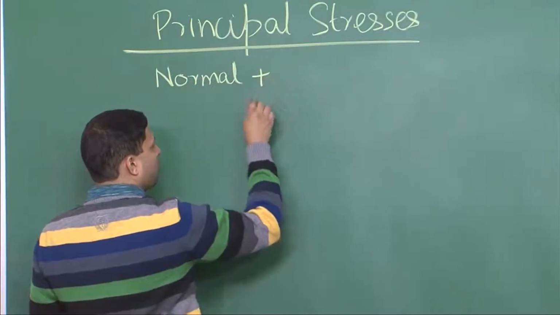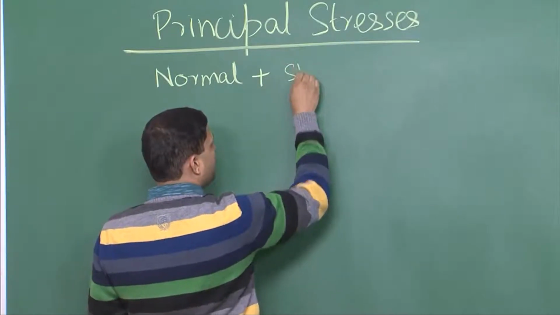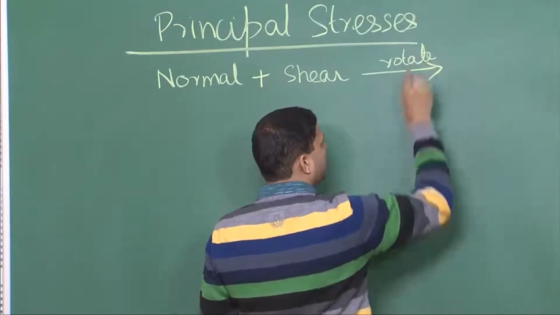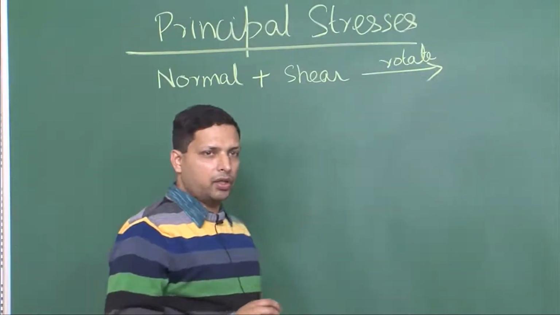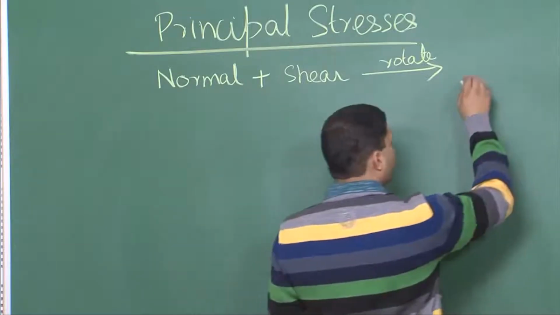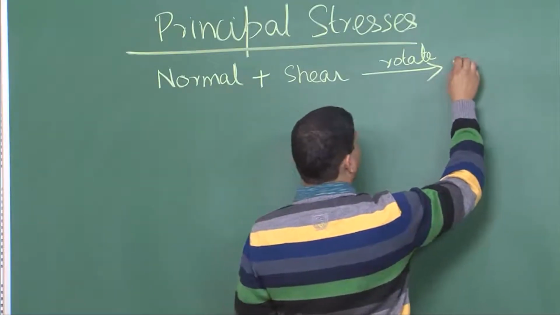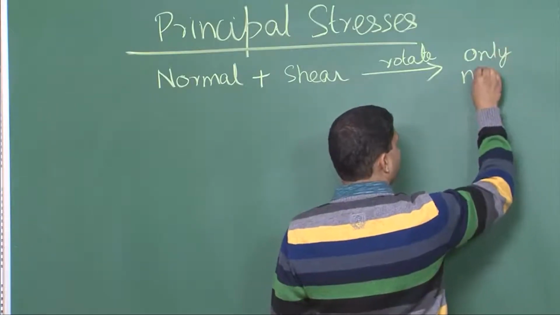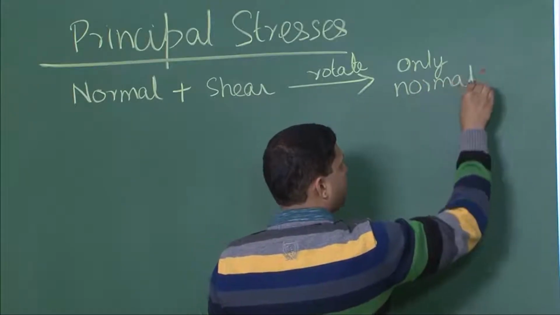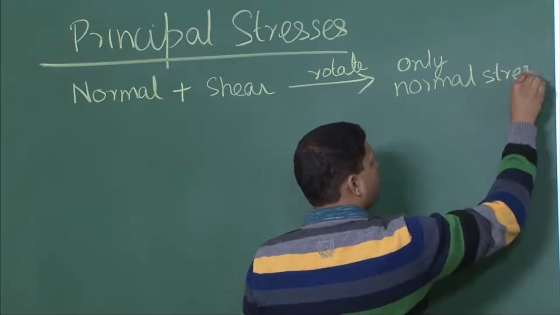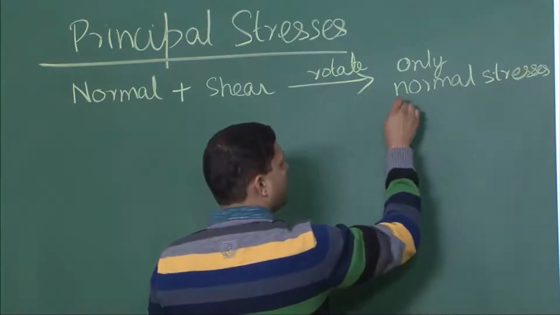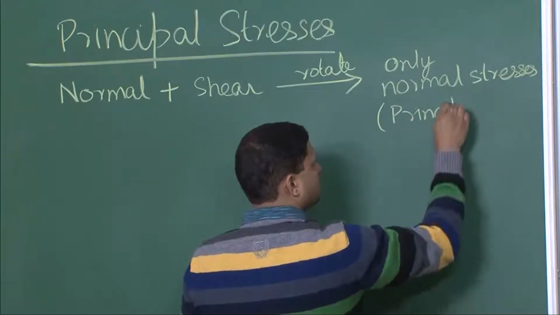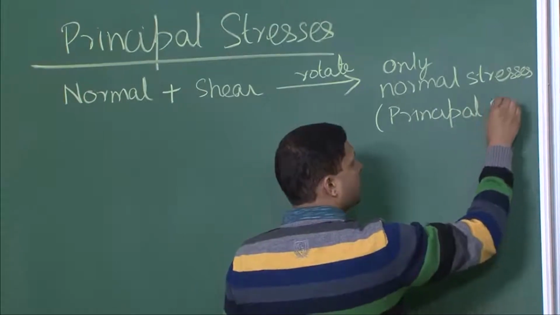A condition on an element where you have normal plus shear, and if you rotate by a particular angle, which you will be able to find when we discuss the Mohr circle, you will get to a position where you have only normal stresses. And this is what we call principal stresses.